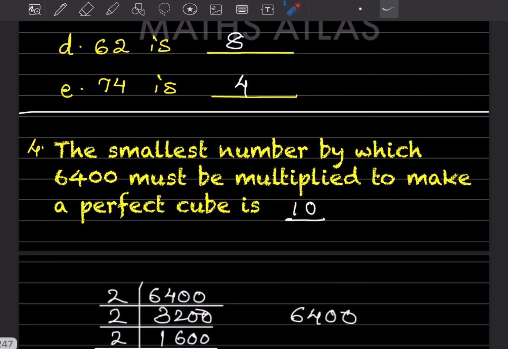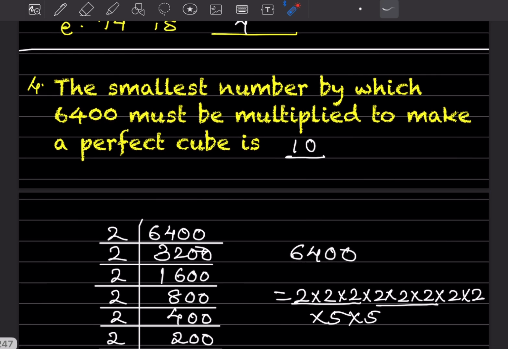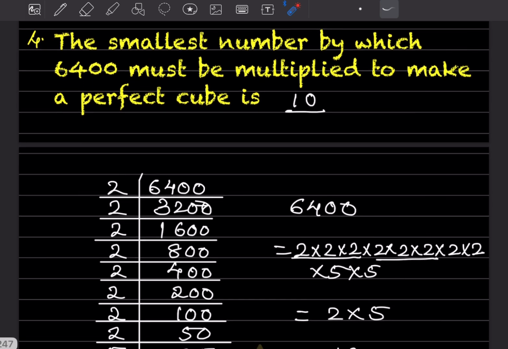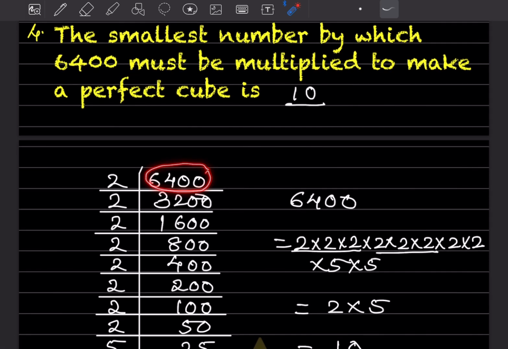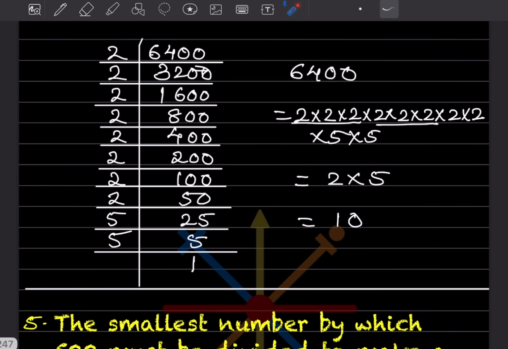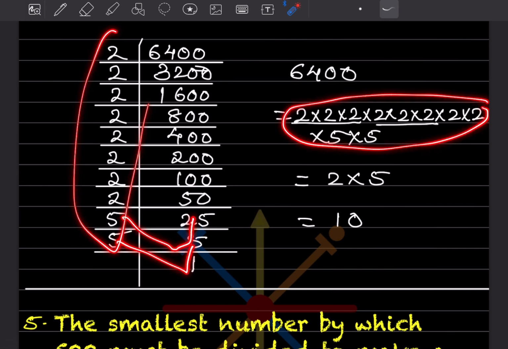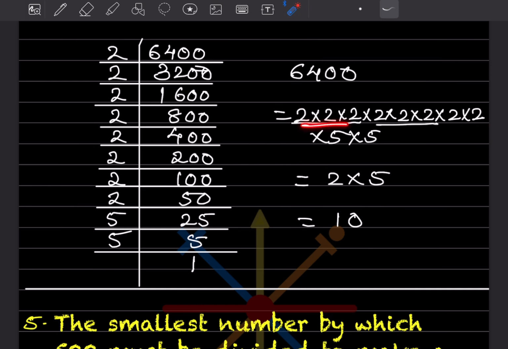The smallest number by which 6,400 must be multiplied to make a perfect cube is what? So in this case, what you have to do is take the factors of this 6,400. So these are the factors, the same thing is written over here. Since we are going to take the cube root, we are going to take 3 numbers at a time, the same ones. Here what you can see, 1 is less, 2 is less. Here what is there? 5, 1 is less.